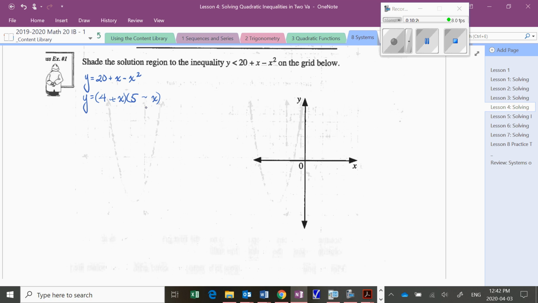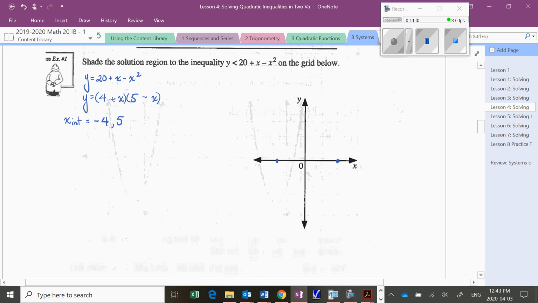And so that tells me that if we're solving that quadratic equation, so if y equals 0, then our x-intercepts, so when y equals 0, then either 4 plus x equals 0, so that would mean that x is equal to negative 4, or 5 minus x equals 0, which means that x equals 5. So we know our x-intercepts, and so we've got our negative 4 right here. And we've also got our positive 5. Let's place that right here.